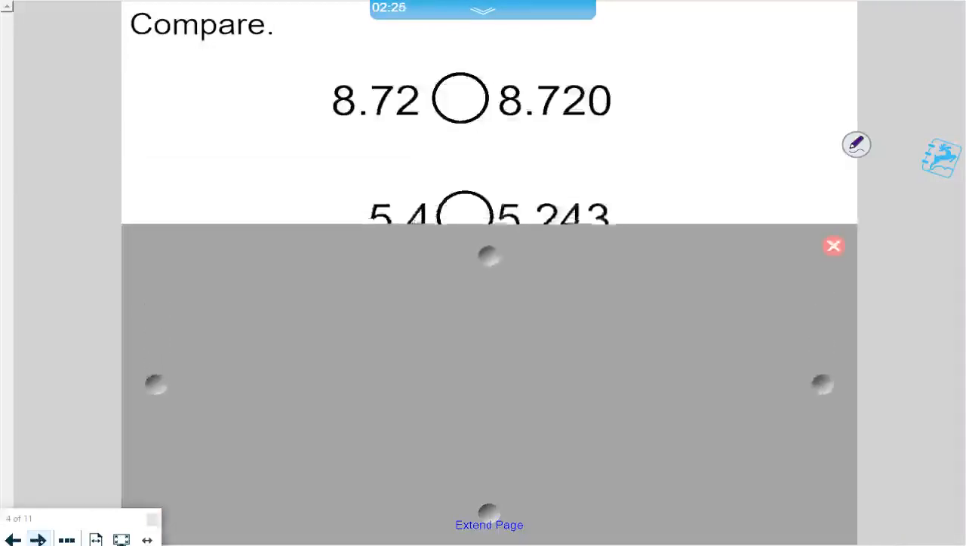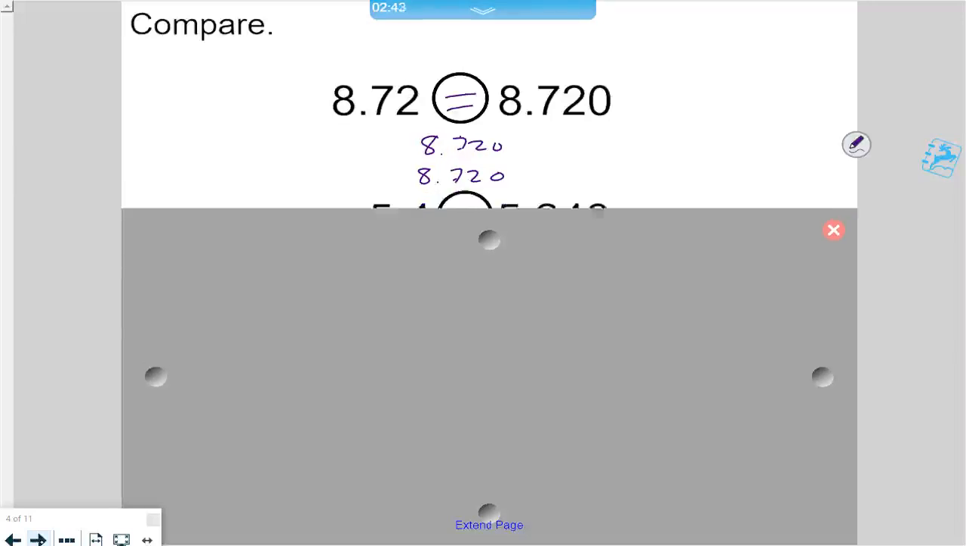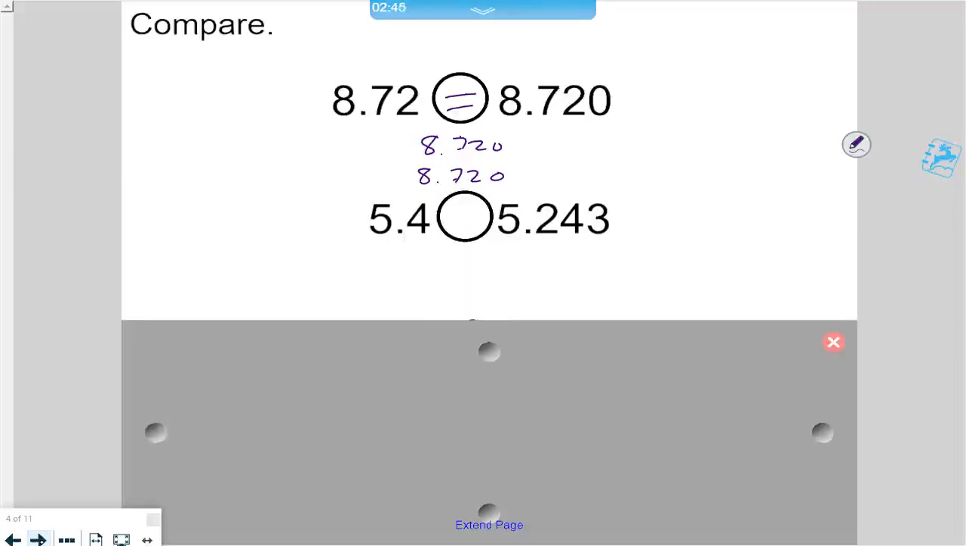So the first one here we're going to do, I have 8.72. I have 8.720. Well, I'm going to add a 0 so my numbers are the same. 8's the same. 7's the same. 2's the same. Guess what? Those are equal.